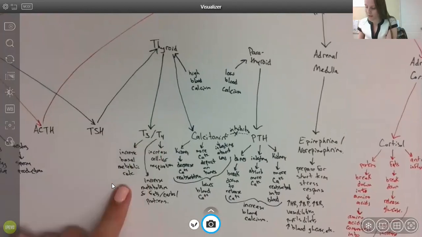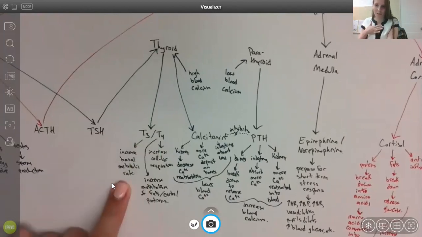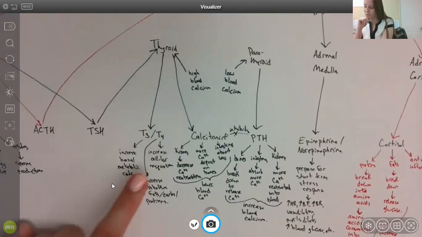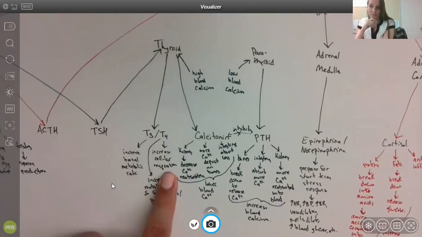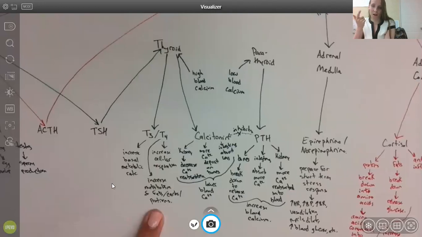T3 is going to increase the basal metabolic rate, which again is just the amount of energy that a person needs when they're at rest, not doing anything. T4 is going to increase cellular respiration. It's also going to increase the metabolism of fats, carbs, and proteins, which means you're going to have a buildup of fatty acids, sugars, and amino acids in your blood.